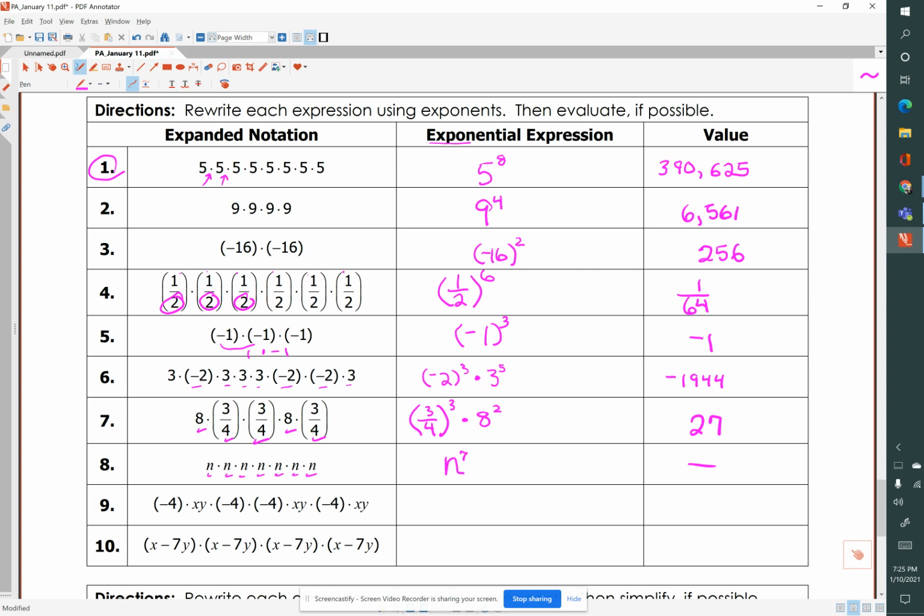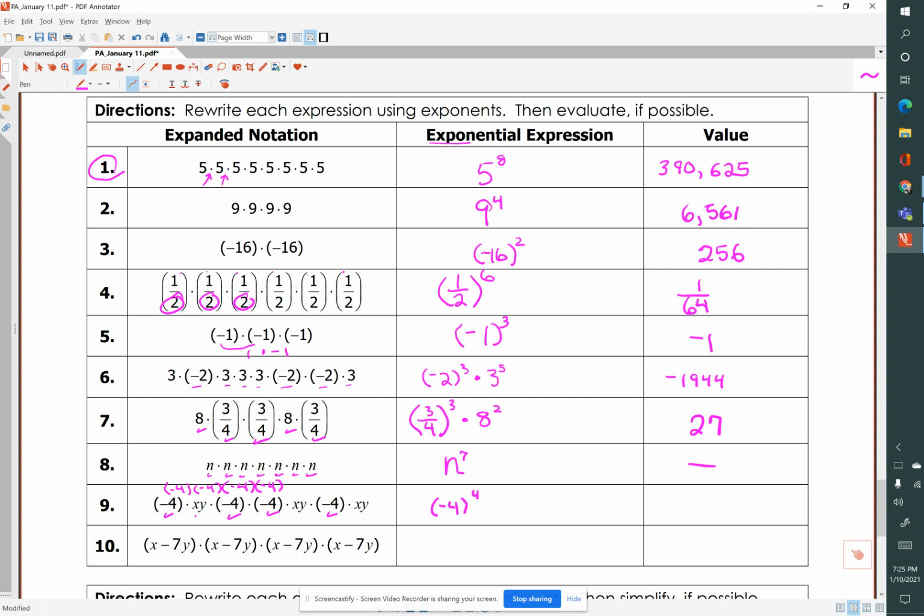Now, number 9, we have letters and we have numerical values. So we have that -4 times -4 times -4 times -4. That is not -4 times 4. -4 times 4 would be repeated addition. This is -4 times -4, let me write that down, times -4 times -4 times -4, or -4 to the fourth power.